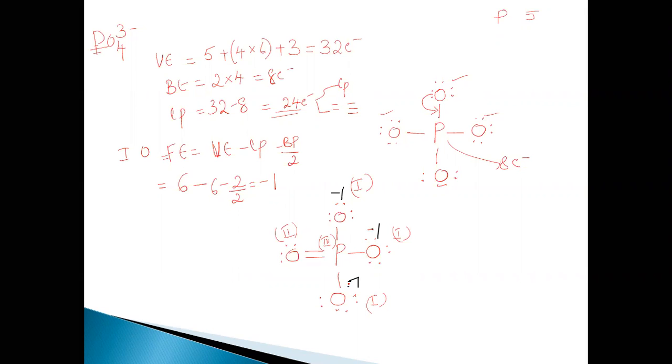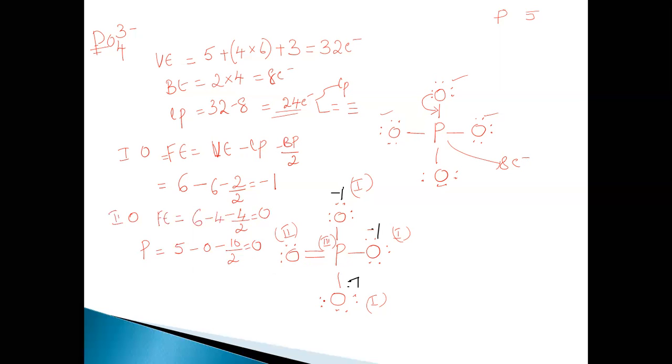Minus 1, minus 1, minus 1. What about this oxygen of type 2? Let's calculate the formal charge. The valence electrons on this is 6, and lone pairs are 4 and bond pairs are 4 by 2. If you calculate, it is 0. The formal charge on this oxygen is 0. And now let's come to the phosphorus. The valence electrons are 5, minus no lone pairs, and the bond pairs are 1, 2, 3, 4, 5, so 10 by 2. So again 0. The formal charge on the phosphorus is also 0.